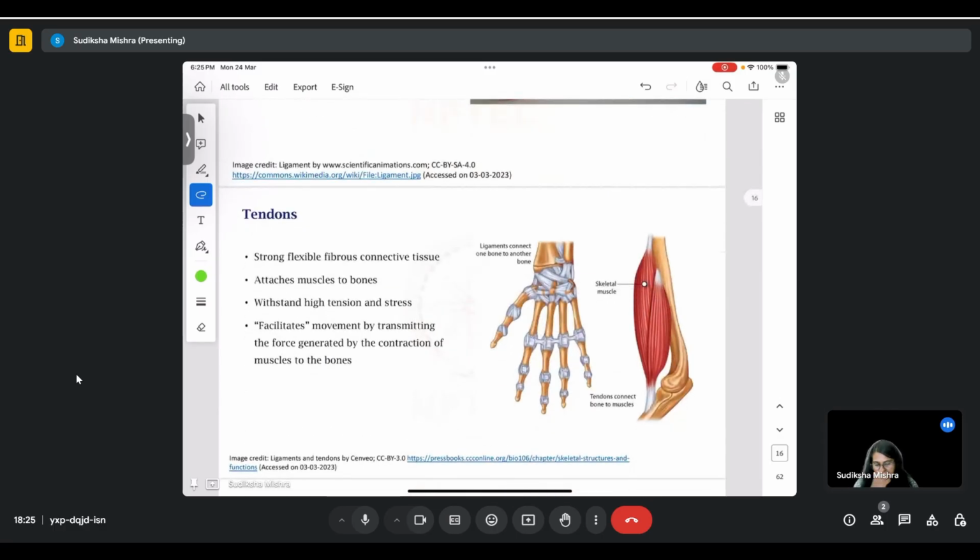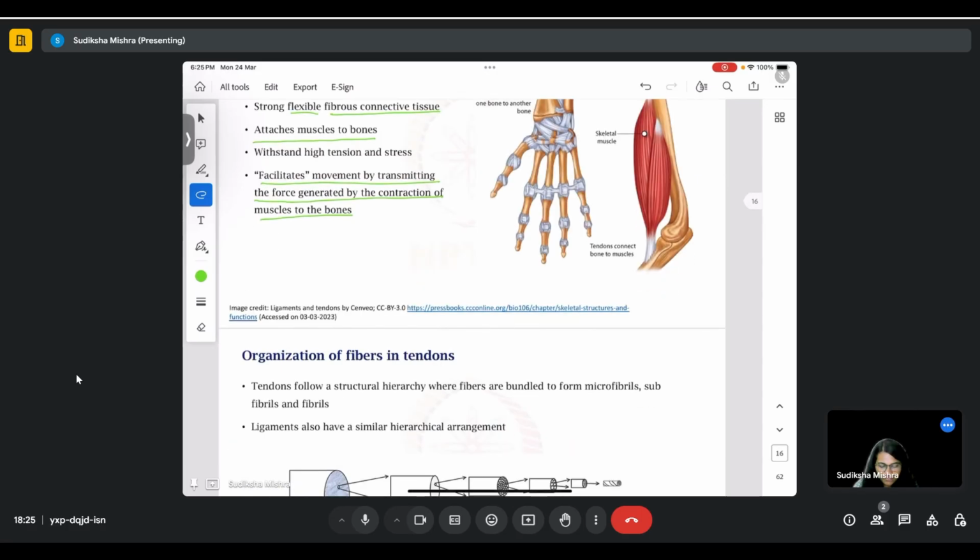Coming to tendons, these are also fibrous connective tissues. These are flexible, and these are responsible for attaching muscles to bones. These can withstand very high tension and stress because they are responsible for force propagation. This facilitates movement by transmitting the force generated by contraction of muscles to the bones. Compared to ligaments, where ligaments are responsible for holding the bones in place and preventing excess movement, tendons actually facilitate movement by force transmission or force propagation.